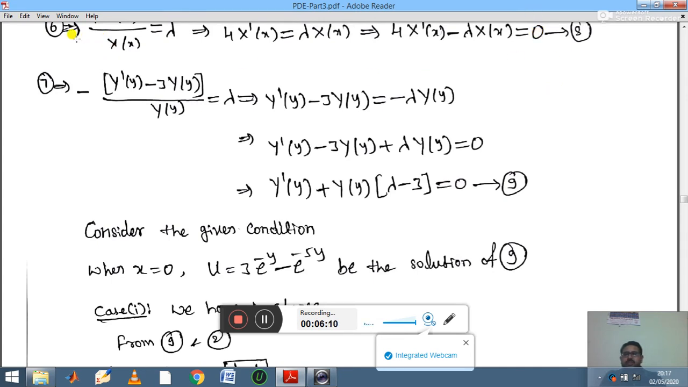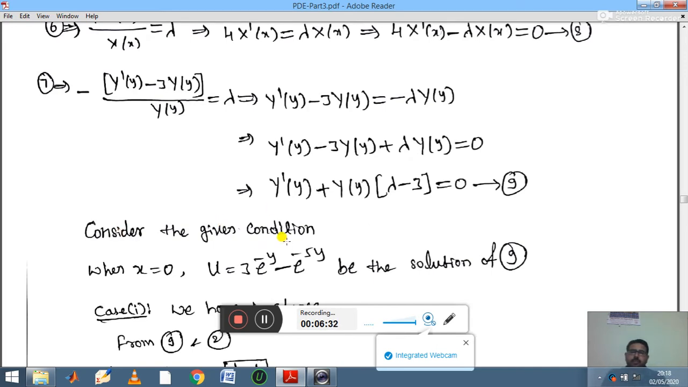So equation 6 you are rewriting in this format and taking it as equation 8, and equation 7 you are simplifying and writing in this format. This is your equation 9. Now let us use equations 8 and 9 to get the solution. Okay, here we are getting two solutions. Let us see here.